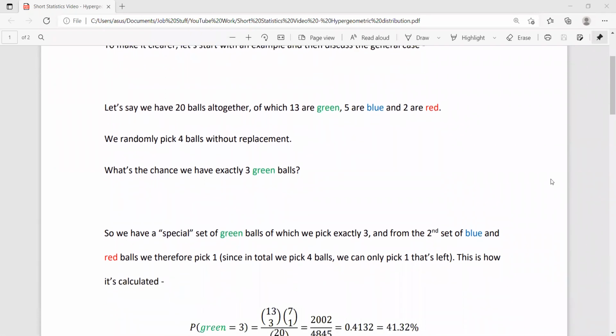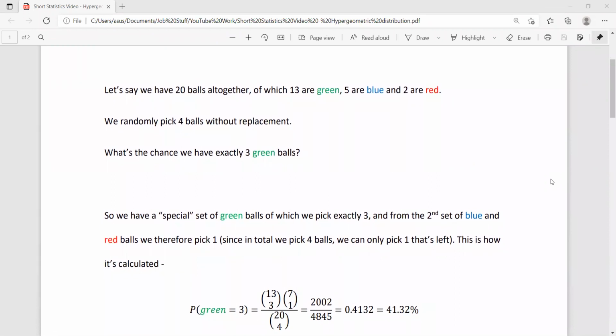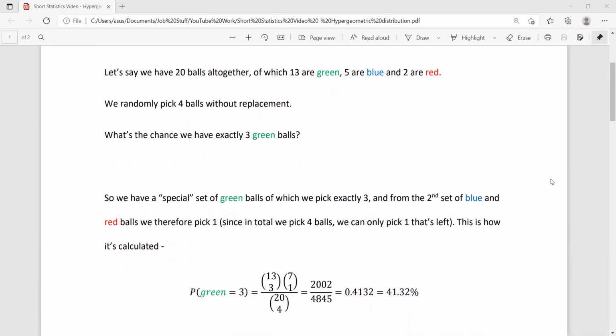Let's say that we have 20 balls altogether, of which 13 are green, 5 are blue, and 2 are red. Now we randomly pick 4 balls without replacement. What's the chance that we have exactly 3 green balls?